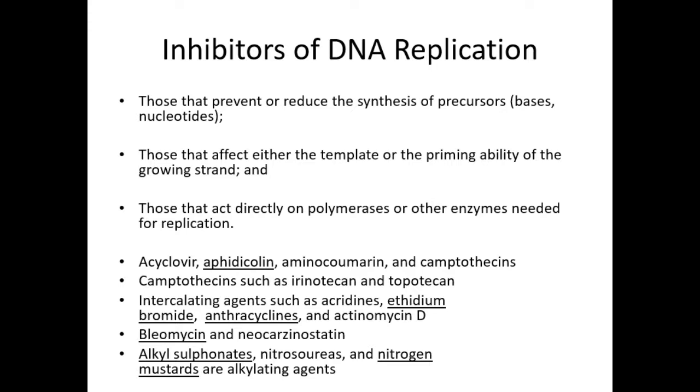Number one, the drug that can prevent or reduce the synthesis of precursors, like the nucleotides. Number two would be the drug that can affect either the template or the priming ability of the growing strand. And number three would be those that can act directly on the polymerase or other enzymes needed for the replication. So all these basically target DNA replication. The goal is to inhibit the DNA replication.